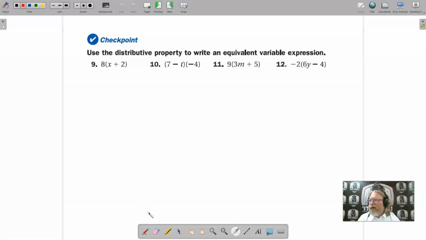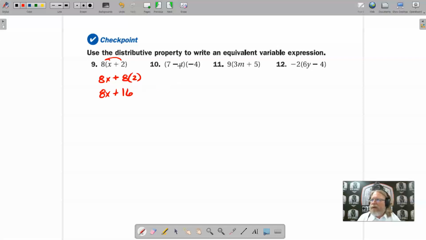So in our checkpoint here, whenever we look at this here, we go ahead and we do 8 times the x and 8 times 2, so we end up with 8x and 8 plus, and I'll go ahead and write this out, 8 times the 2, and we could simplify that a little further to 8x plus, well, 8 times 2 is 16.